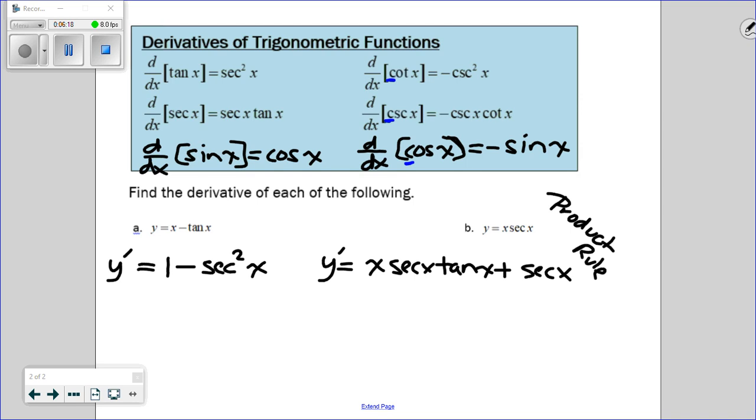Okay, plus second times derivative of the first, and derivative of x is 1, so we don't really have to write that. And then, you might see your answer choice on like a multiple choice question left like this, but I am noticing we could factor out secant of x from each term. So maybe you'll see it written like this instead, factoring out secant of x from each term. So just be prepared. Sometimes you do have to factor.